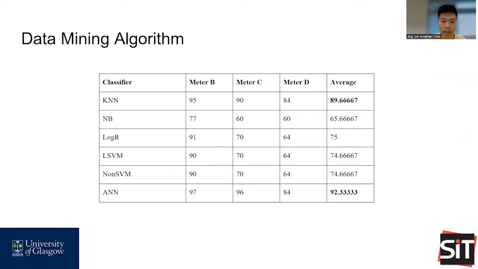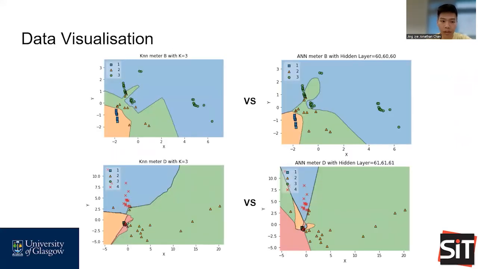However, we cannot solely base on this accuracy to choose the final classifier to be used. Thus, visual inspections are required. From the visual comparisons, we use the 2 highest classifiers, which are KNN and ANN. As you can see on the images above, for meter B, ANN has much better clustering and separation between the regions as compared to KNN. However, for meter D, both show some random clustering. So overall, with the accuracy and clustering, ANN was chosen to be our final classifier.